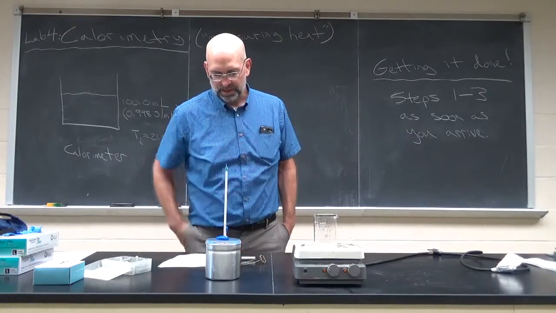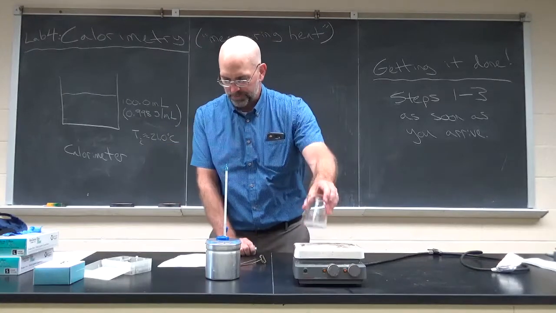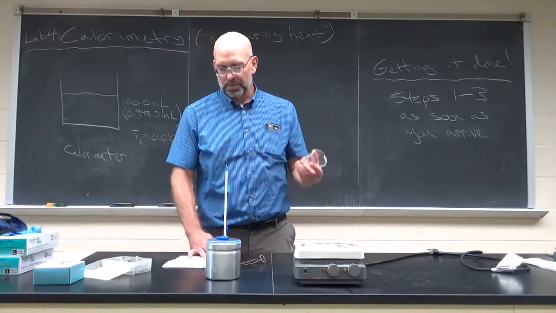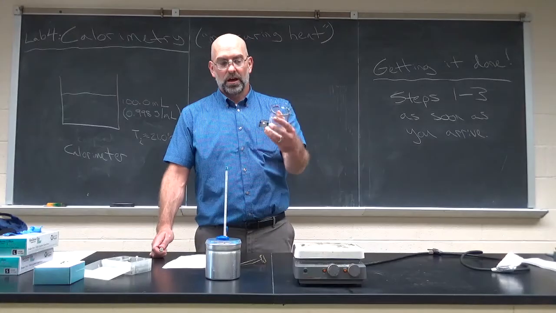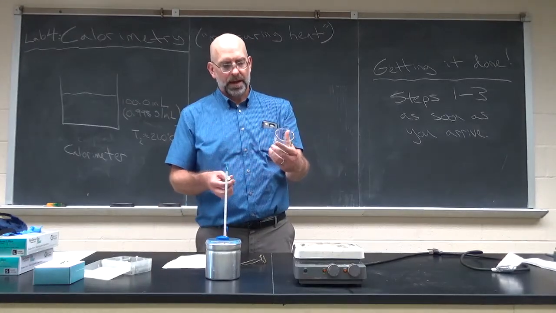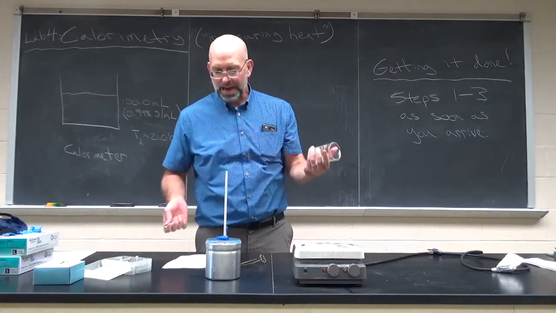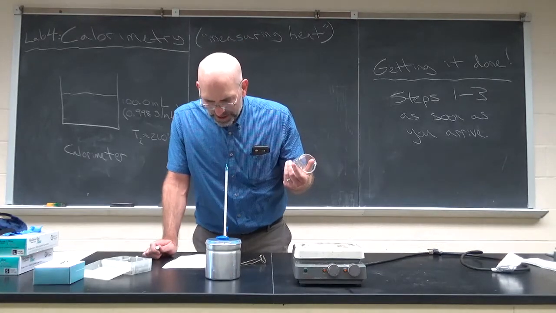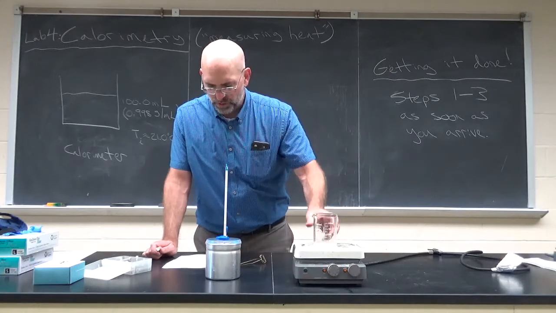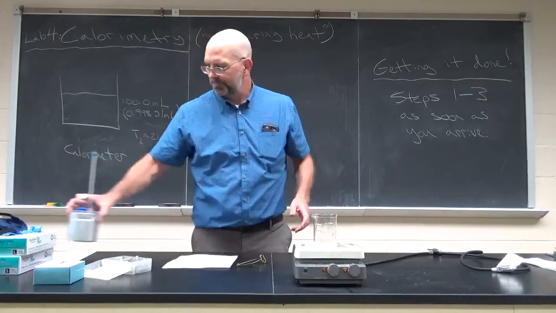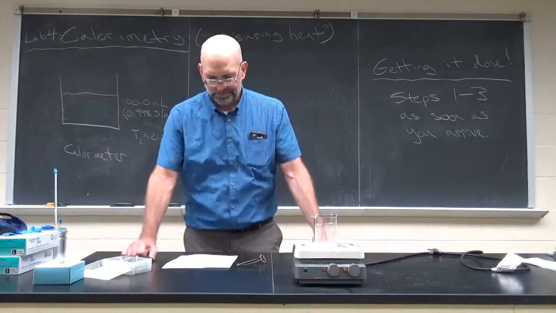Pour approximately 300 milliliters of tap water into a 400 milliliter beaker. I just grabbed a beaker out of the drawer here. This is not a 400 milliliter beaker. So get a 400 milliliter beaker and put some tap water in. It says about 300 milliliters, that's fine, but I'll show you what that means later. So you have that there. That's something I'll explain later.